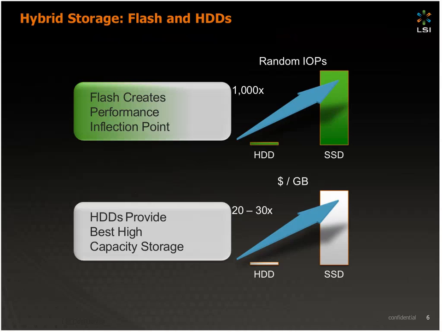So since flash is expensive per gigabyte, but very cheap for IOPS, you want a hybrid storage system, mixing flash with hard disks. Flash creates a performance inflection point, meaning it provides thousands of times greater IOPS than hard disk, whereas hard disks still provide the best solution for high capacity storage.